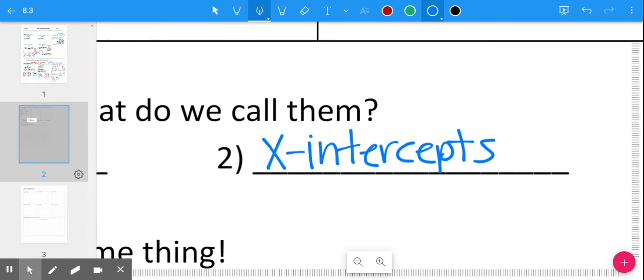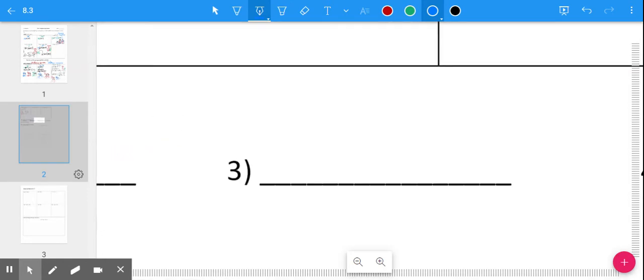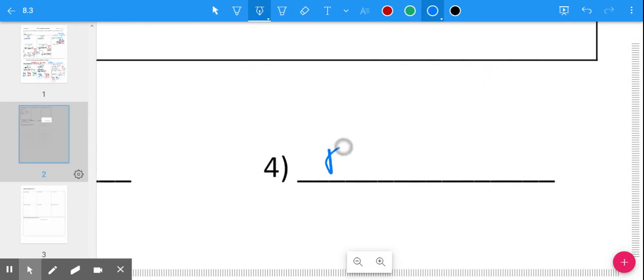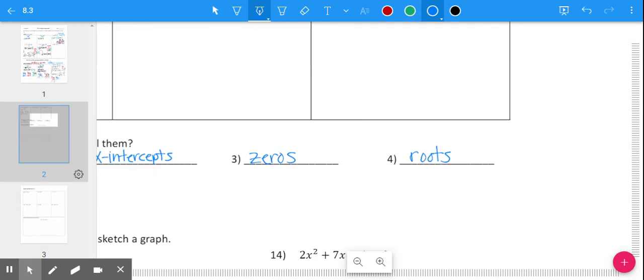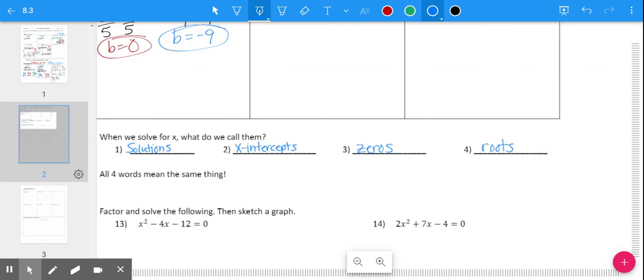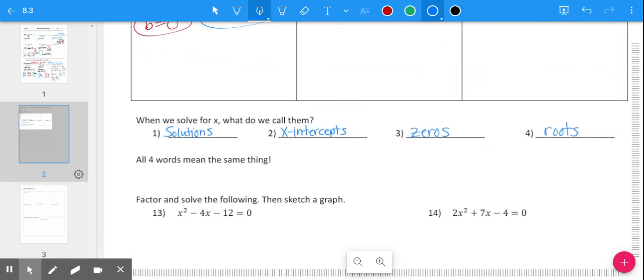Because the y value in all of your x-intercepts is zero, we also call these zeros. And last but not least, they're also classified as roots, because sometimes you have to take the square root of your a and your c in order to create your 2 binomials. So your roots are also the same thing as solutions, x-intercepts, and zeros. So pay attention to this. All 4 words mean the same thing.